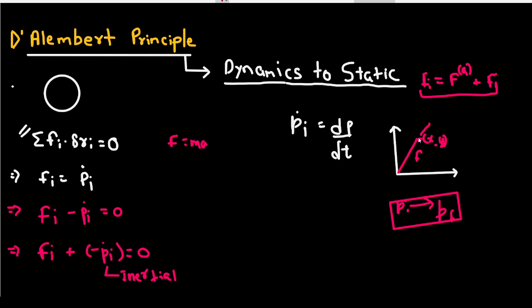We assume that there is an inertial force acting on that particular particle, which is the time derivative of momentum, equal in magnitude but opposite in direction, such that it remains in equilibrium, in the static situation. Now we are left only with solving the static problem. And this is how D'Alembert's principle changes from dynamics to static.